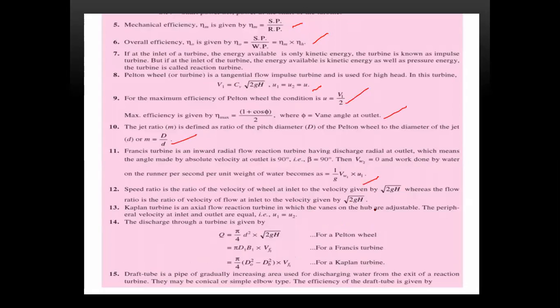Just read this point so that you can easily understand. The discharge through the turbine is given by this formula for the Pelton wheel, this one for the Francis turbine, and this formula for the Kaplan turbine.